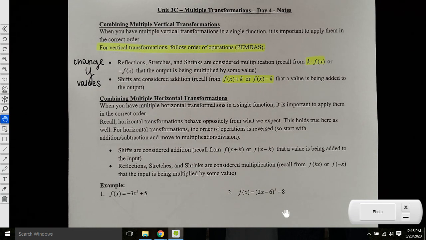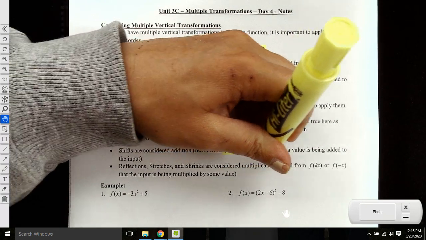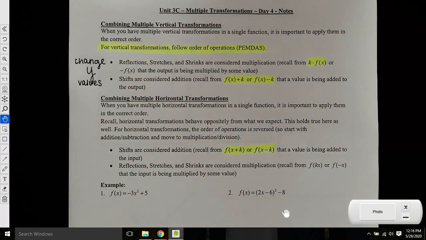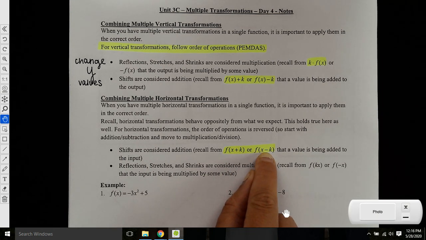Now, horizontal transformations are anything that's happened inside the groupings or the parentheses. So all of these occur opposite of what you'd expect them to do. So you have different transformations like f of x plus k or f of x minus k. And we know that if you're adding k, what you're actually doing is you are moving to the left k units. If you're subtracting k, you're moving to the right k units.